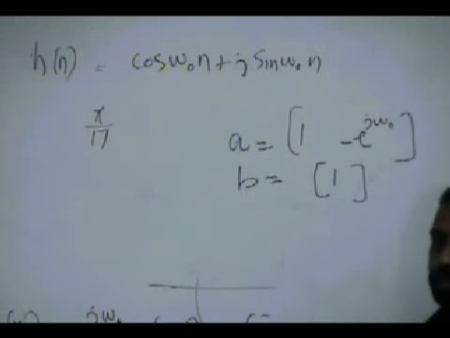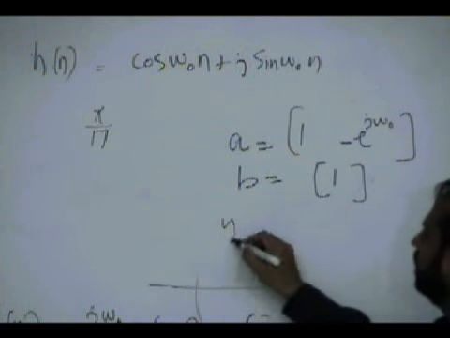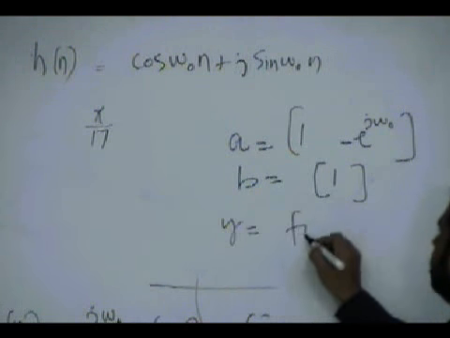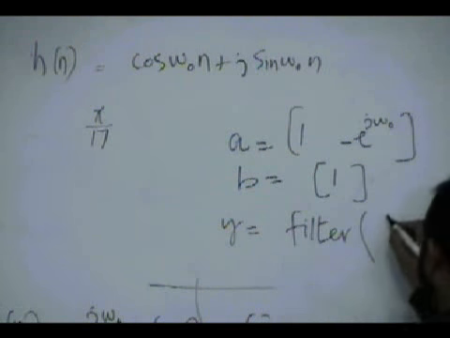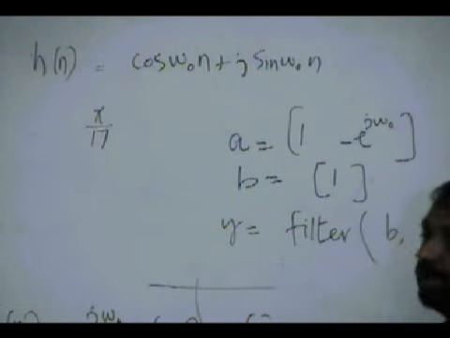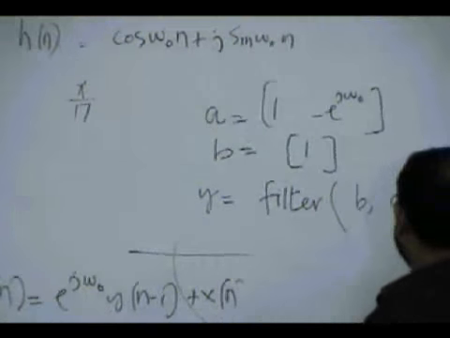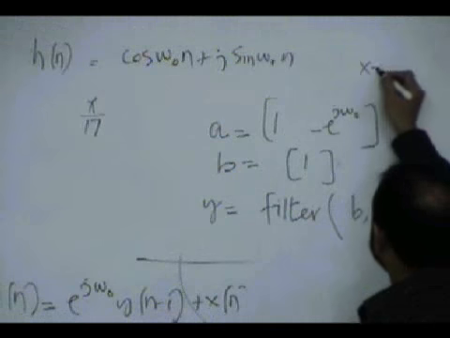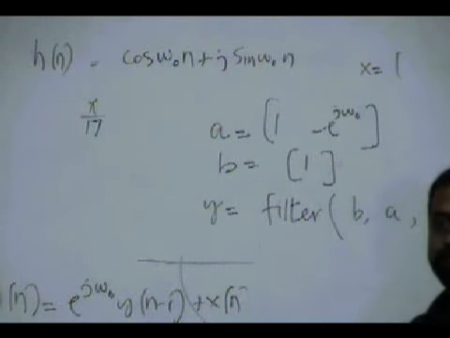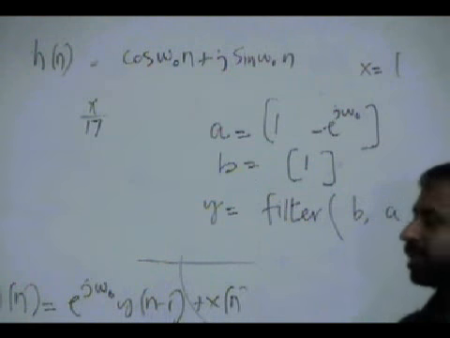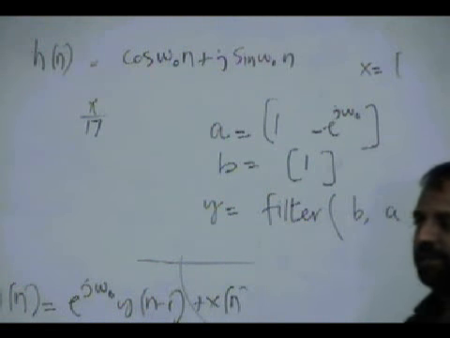Okay. So how do you get this? By using the filter command. You write y is equal to filter(b, a, x). What is there in x? X is the input. So what should be the input to generate cosine and sine? Any guess? An impulse.